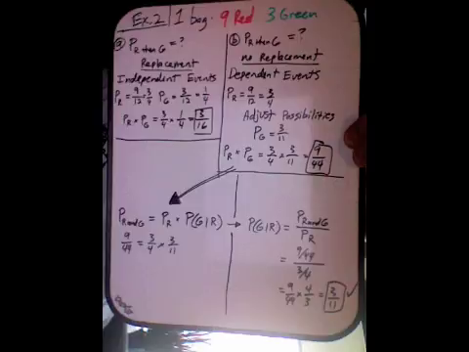Right, so if you find those as decimals, they're going to be slightly different, 3/16 and 9/44. You're going to have a slightly better chance in the second case, because you've reduced the number of red marbles in the bag.